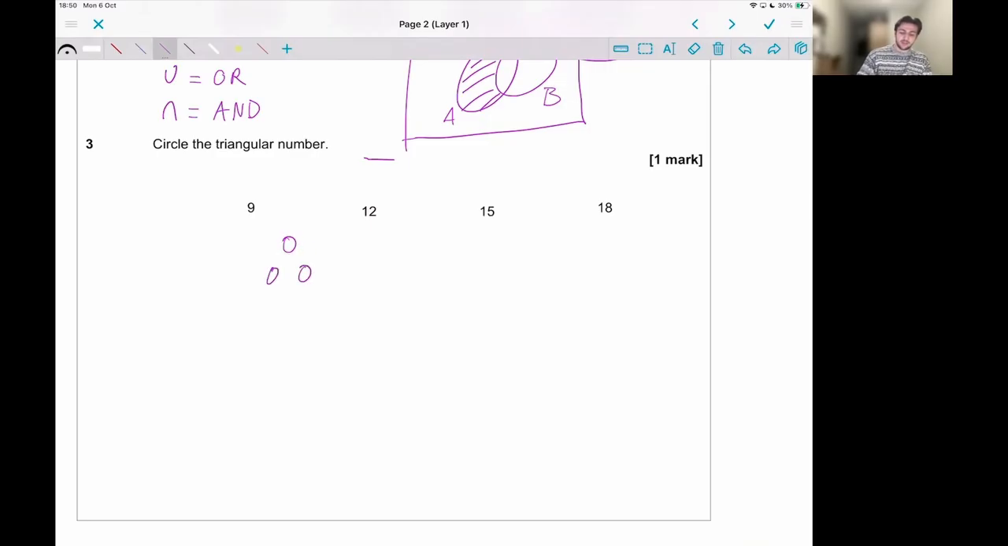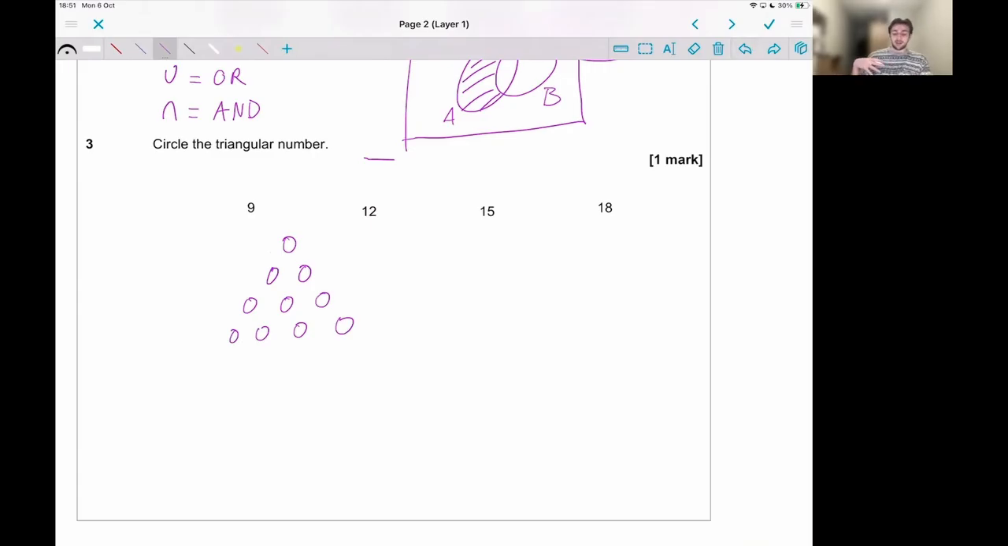And then 1 plus 2 is 3. So there's your triangle. Or 1 plus 2 plus 3 makes 6. That's another triangle. 1 plus 2 plus 3 plus 4, it's another triangle. That's 10. So 10 is your fourth triangular number.